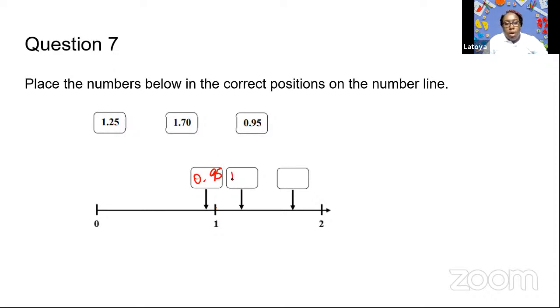What are we going to put after 1? We're going to put 1.25. And 1.70 is going to come here. This is how we work this question out. Very simple question.